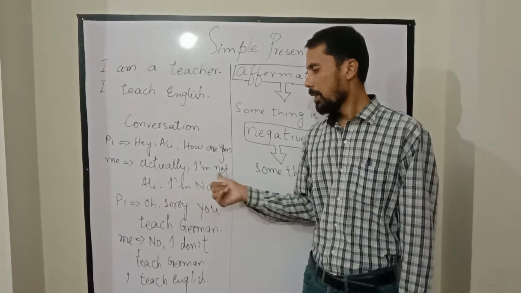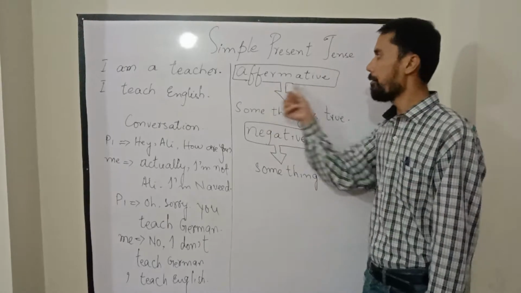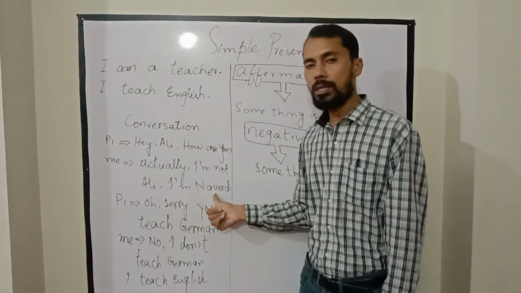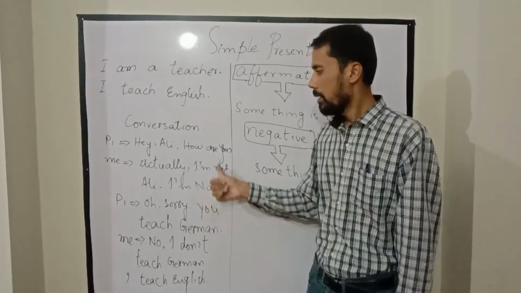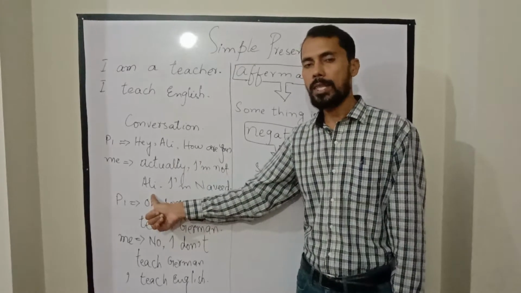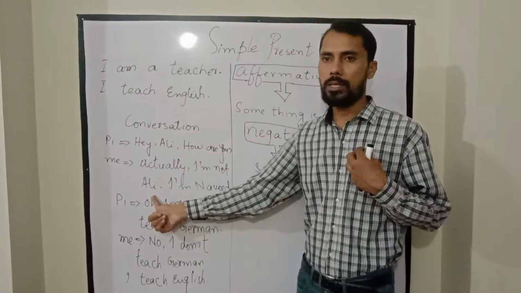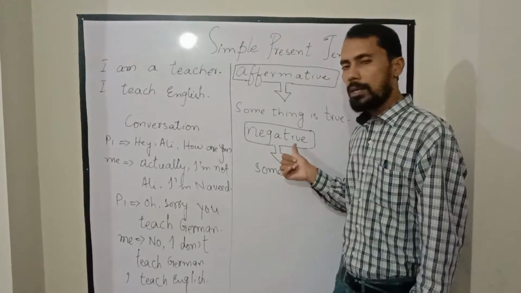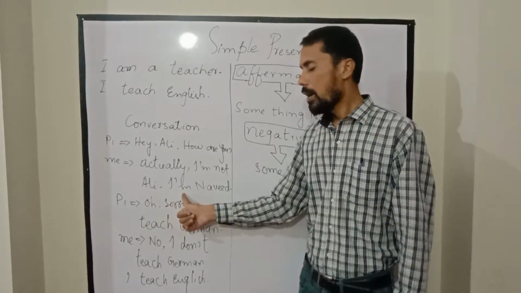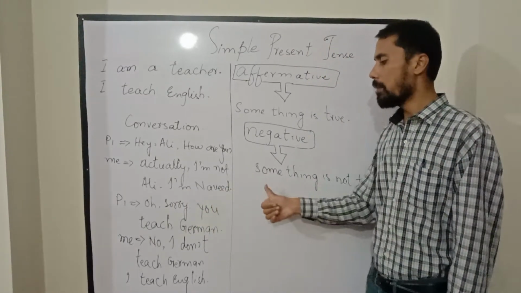Actually I'm not Ali. Now what is true? I'm going to tell him using affirmative sentences. I'm Naveed. I'm not Ali. Negative, because this information is not true about me. So I use negative. I'm not Ali. I'm Naveed. What's the true information or right information about me?